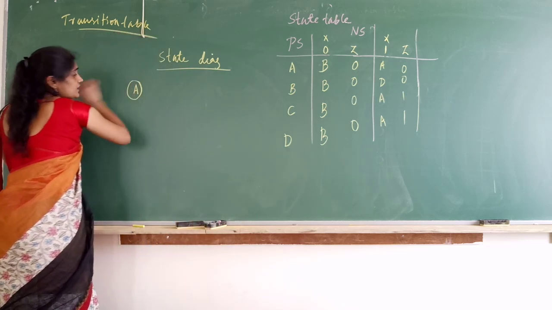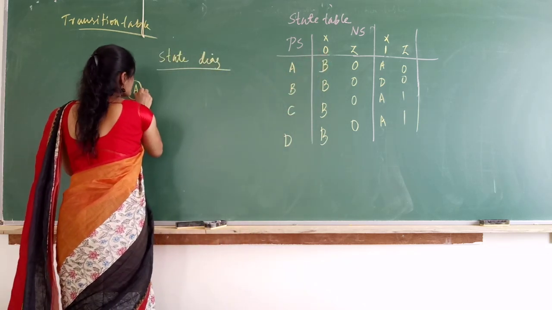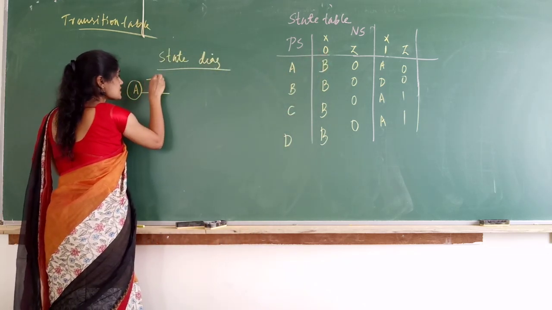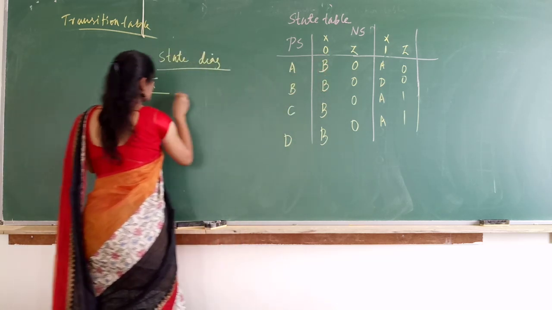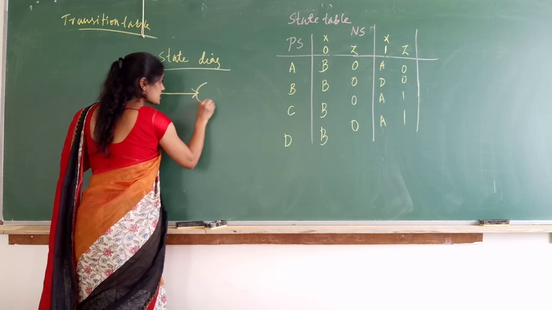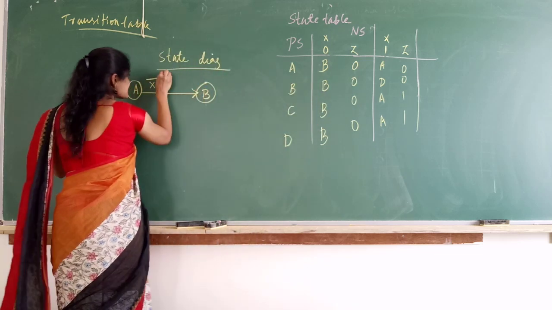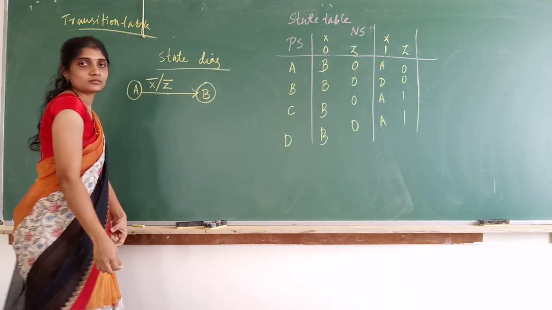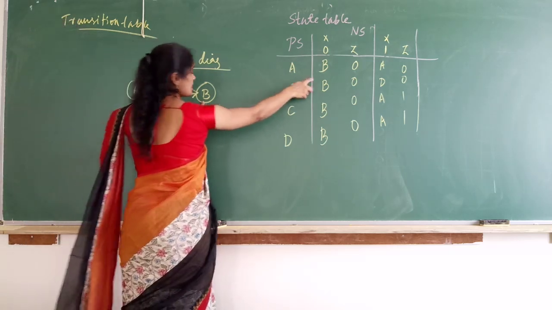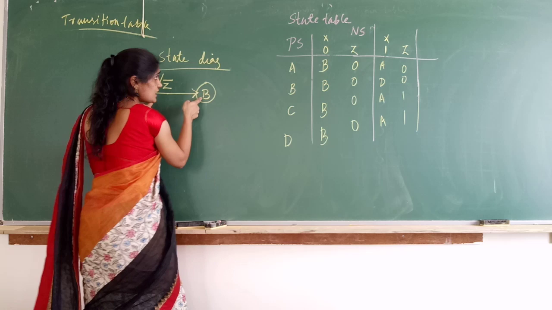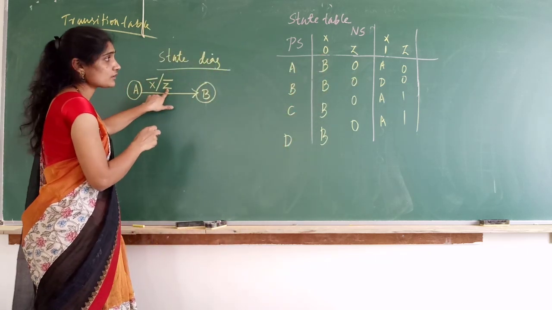A. When x is 0, one arrow should go out. When x is 0, so what do we write? x bar. So when x is 0, transition to which state? B. I'll write B here. What is the output? 0. So slash z bar. So when present state is A, transition to B, arrow from A to B. When x is 0, output is 0. So x bar, z bar.